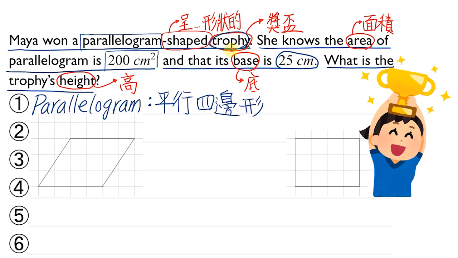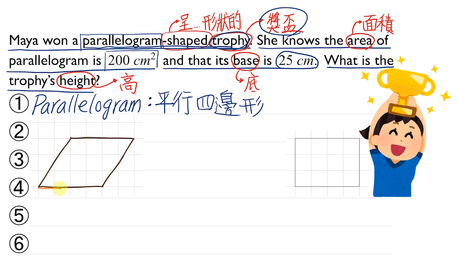So a trophy is 奖杯, and here we have a picture for it. And a parallelogram-shaped trophy means that this trophy has the shape of a parallelogram. That is, instead of this cup, it looks like a parallelogram. 平行四边形. Let's take this as our example for a parallelogram.